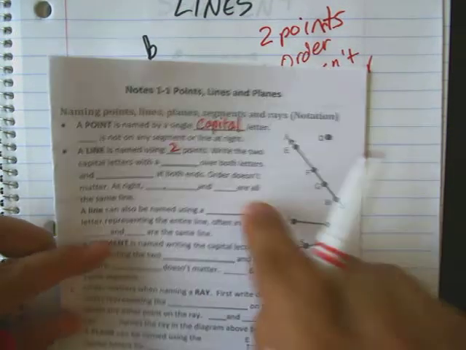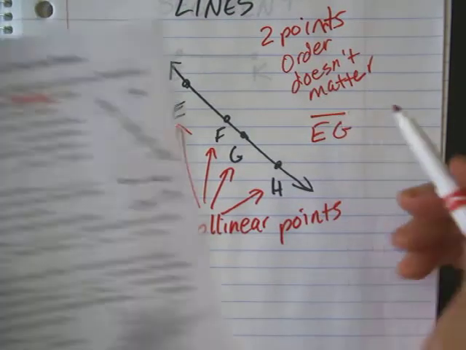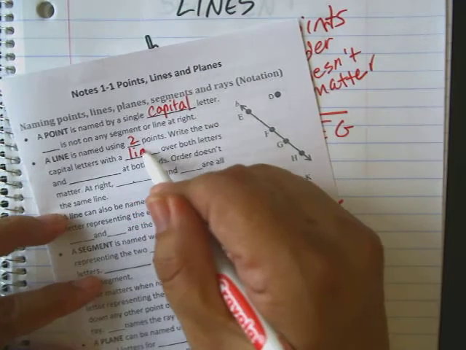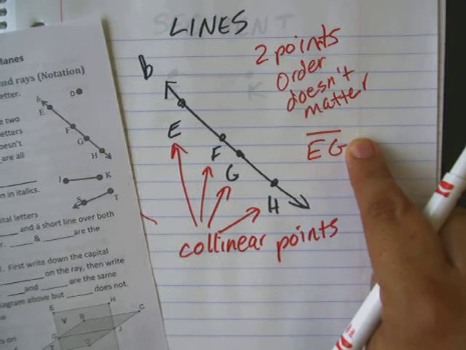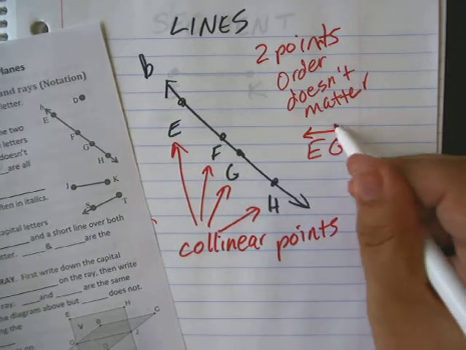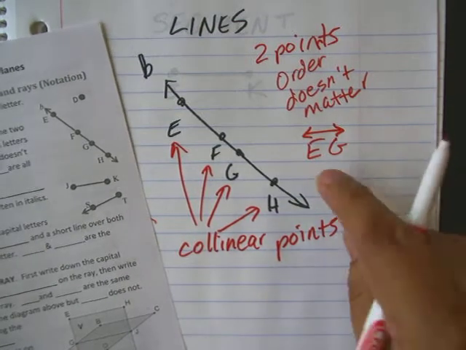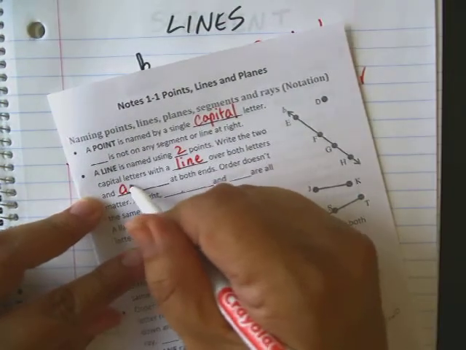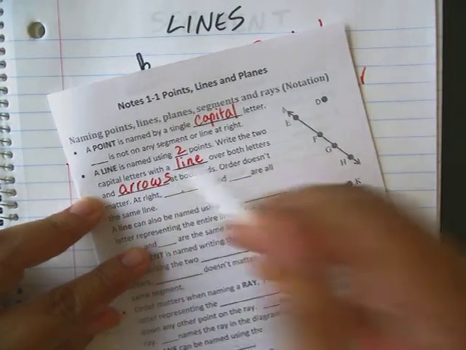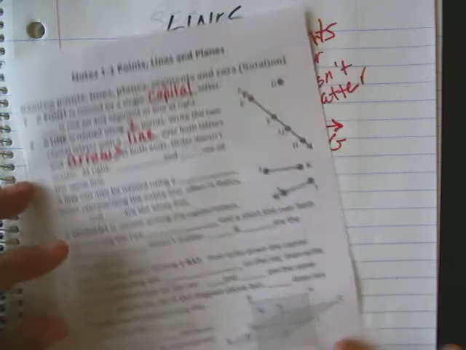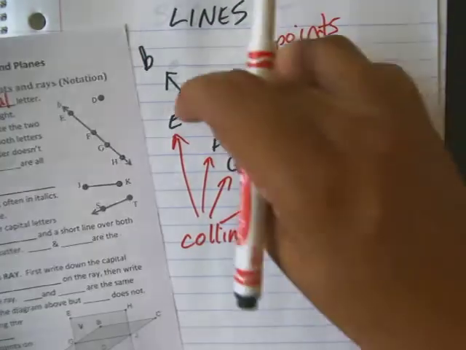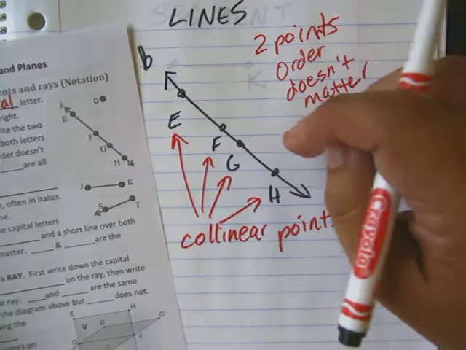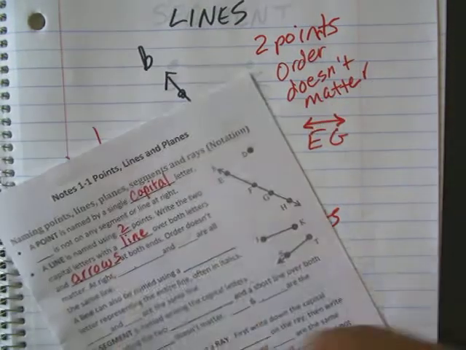Okay, but I'm not done yet. If I just leave it like this, it's something else that we're going to talk about, which is a segment. I need the arrows at the end of each line to indicate that lines go on forever without end. Order doesn't matter, so if I look at the example here, E, F, and G are all on the same line. So is H, but I only left blanks for 3 letters. So you can use any 3 letters from that line.